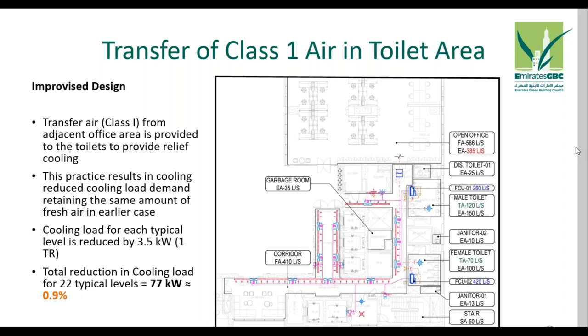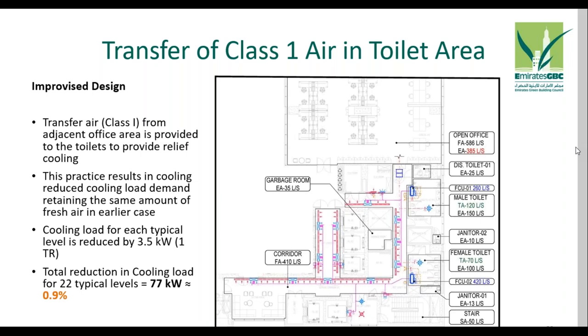If the toilets are bigger, we can use this transfer air by means of a fan, because the efficiency of distribution of air may not be adequate if the toilets are big. In that case, we can take this transfer air, use the fan, and transfer that air from class 1 area to class 3 and extract it out instead of giving a typical cold air.